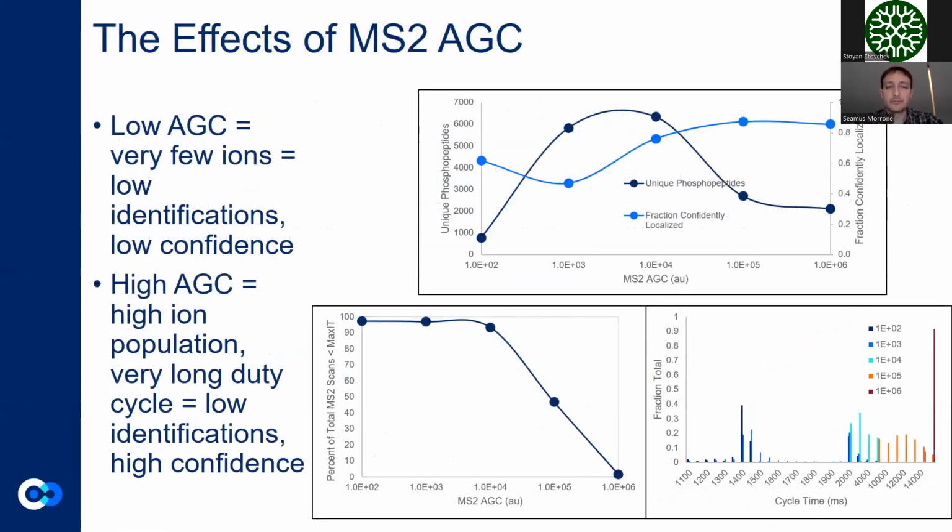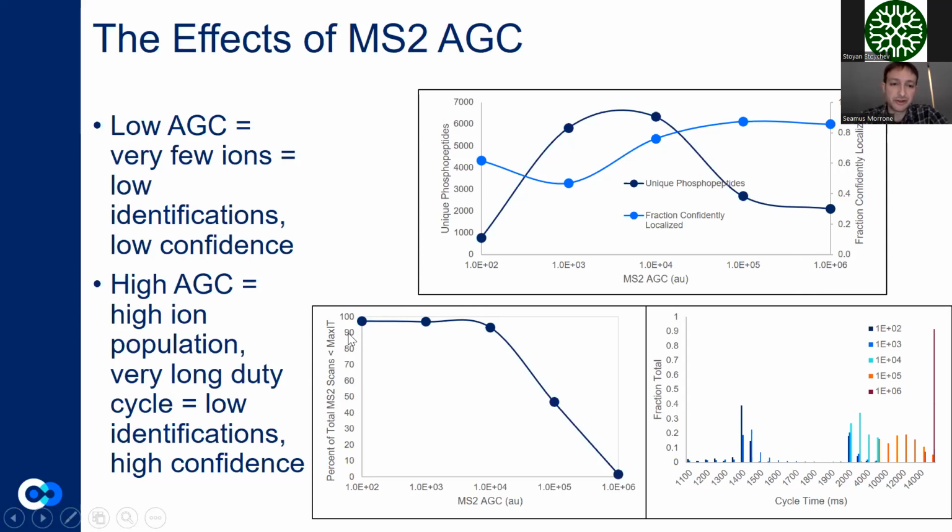And if we look at the effects of MS2 AGC on phosphopeptides, we can see that as we go from low to high, we see fairly low confidence at the low values, and then an increase and leveling off at the high values. And with the total peptides, phosphopeptides, we see a peaking and then a decline and leveling off. And this leveling off, however, is most likely an artifact of the fact that we are never really accumulating this highest AGC value.